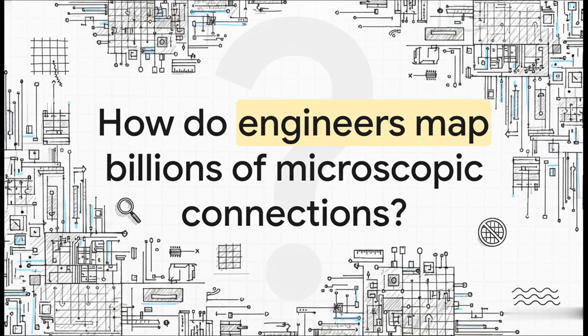Okay, let's dive right into this, because honestly, it brings up a massive question. How do engineers actually map out billions of these microscopic connections without a single catastrophic short circuit? How do you even begin to organize something that is this incredibly dense? Well, the answer lies in a very specific set of rules. It's a visual grammar that keeps everything perfectly in check.